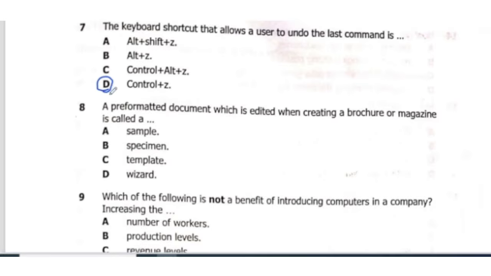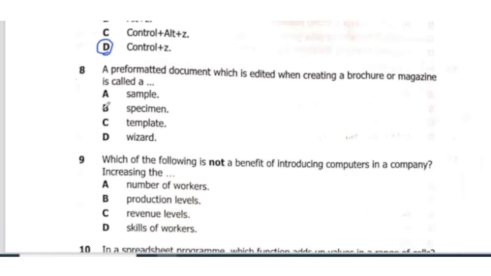Okay, we go to question number 8. A pre-formatted document which is edited when creating a brochure or magazine is called a template. Okay, this is called a template.